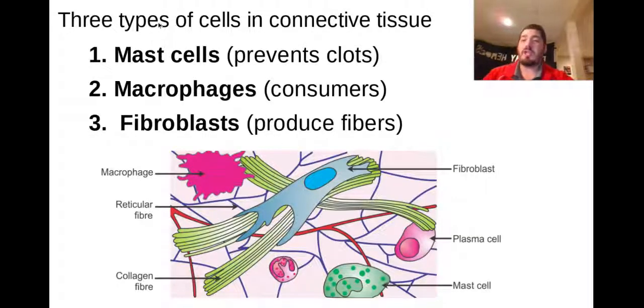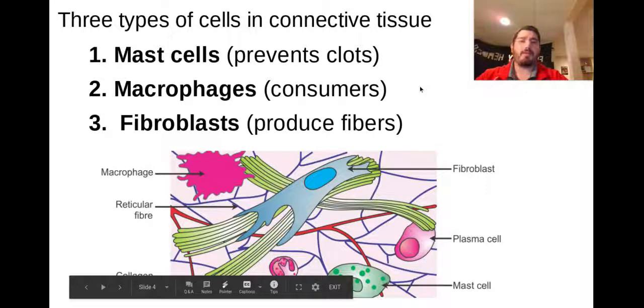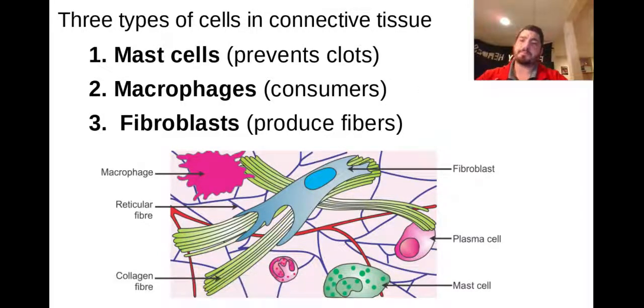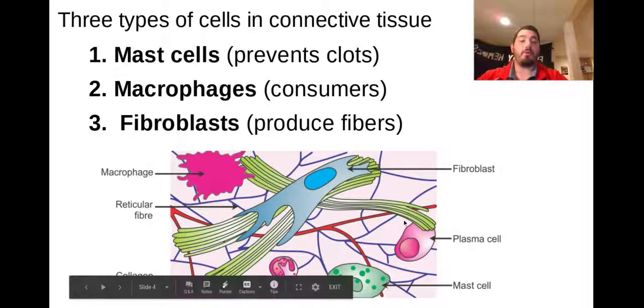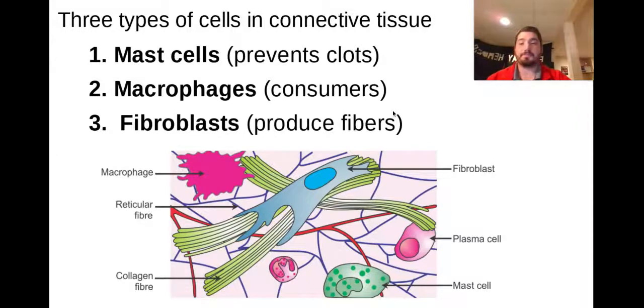So there's 3 major types of cells, right? And we said cells make up tissue. So you have mast cells, which would be like down here, right? They help prevent clots, right? When that blood sticks together. You have macrophages, okay? Consumer cells that break down old connective tissue. And they're like these big purple globs, pink globs here. Then you have fibroblasts that produce fibers. I think about fibroblasts. They have the B for build, right? They go around and make new fibers inside that connective tissue. So those are your 3 types of connective tissue cells.